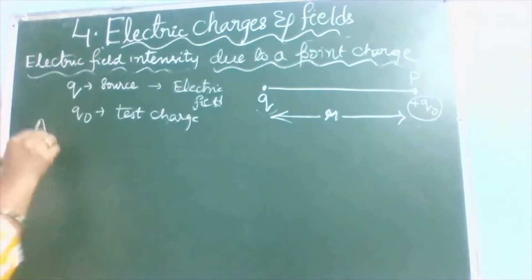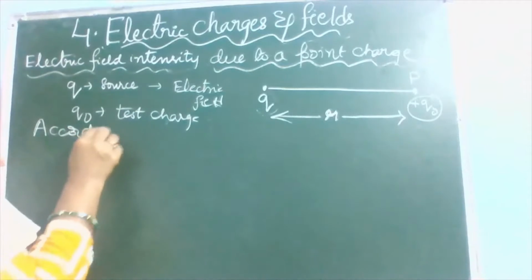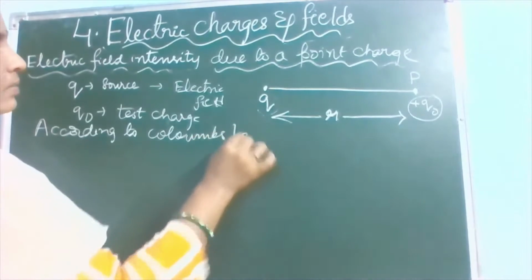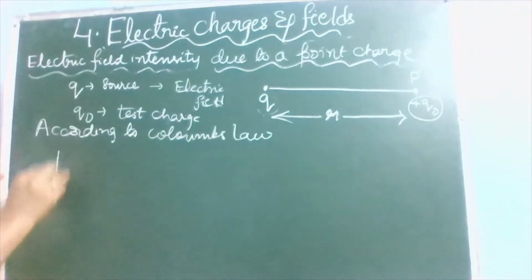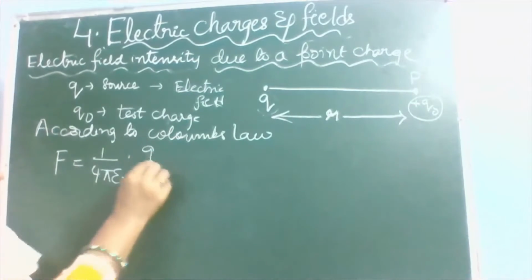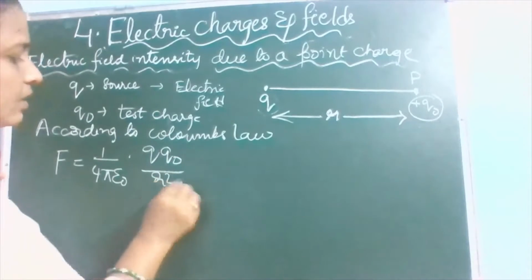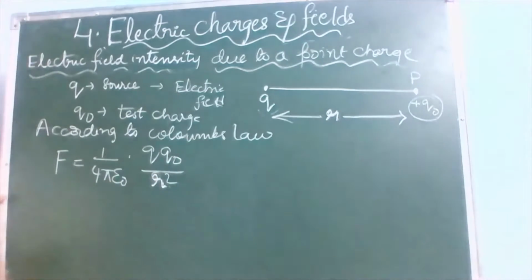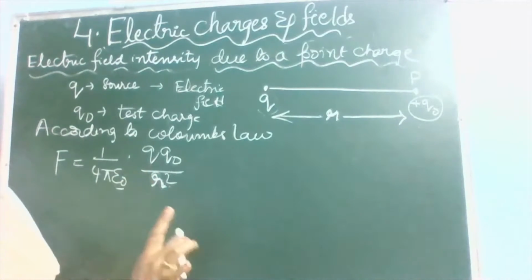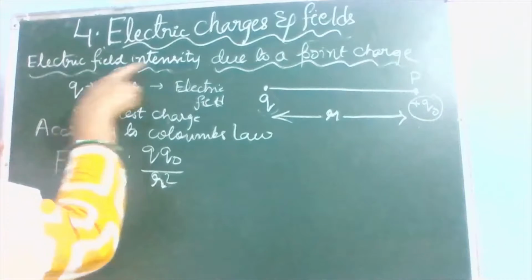How much is the force? According to Coulomb's law, the force is F equals 1 by 4 pi epsilon naught into Q Q naught by R square, where epsilon naught is the permittivity of free space. Now we have to calculate the electric field intensity.